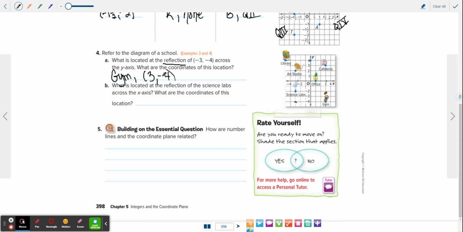Okay, now B, what is located at the reflection of the science labs across the x-axis? Okay, here's the science labs. We need to go across the x-axis, which is this line. If we go across that, go up to positive 2, that's the art studio. And what are the coordinates of that location? Start with the x. We go to -3 and go up to 2. So -3, 2.